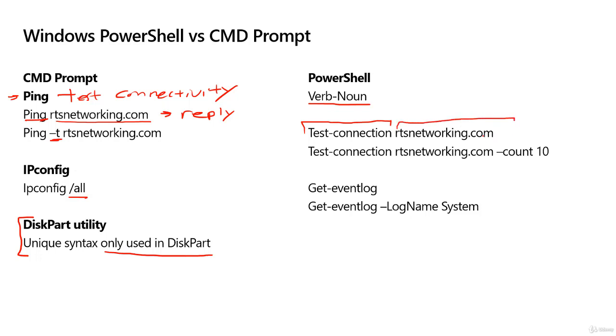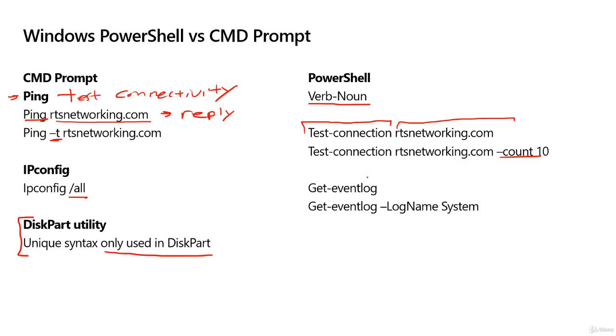If you want to modify it with parameters, parameters in PowerShell will always be dash something. So that same command, Test-Connection rtsnetworking.com -Count 10. Now that'll send 10 ping requests, which we call echo requests, and it'll get 10 replies. So here you do have to specify a number, it just won't run continuously, but that would really be the equivalent.